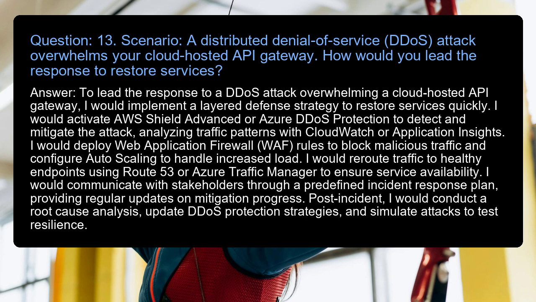I would activate AWS Shield Advanced or Azure DDoS protection to detect and mitigate the attack, analyzing traffic patterns with CloudWatch or Application Insights. I would deploy Web Application Firewall, WAF, rules to block malicious traffic and configure auto-scaling to handle increased load. I would reroute traffic to healthy endpoints using Route 53 or Azure Traffic Manager to ensure service availability. I would communicate with stakeholders through a predefined incident response plan, providing regular updates on mitigation progress. Post-incident, I would conduct a root cause analysis, update DDoS protection strategies, and simulate attacks to test resilience.